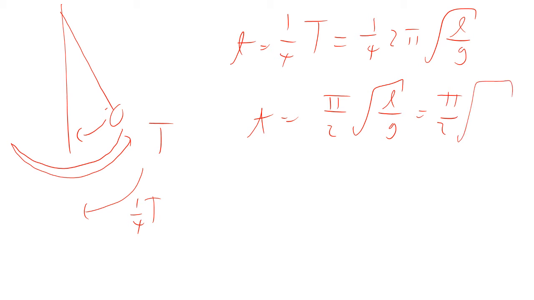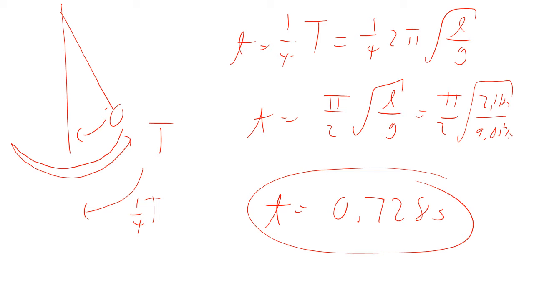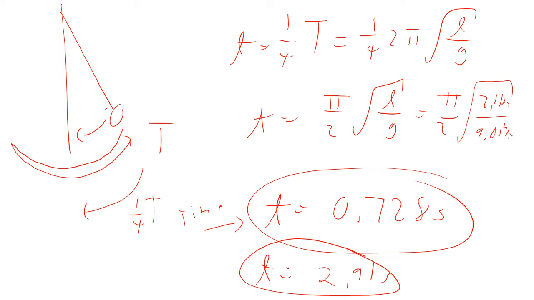So that's π/2 times the square root of 0.211 meters divided by 9.81 meters per second squared. And so the time comes out to be 0.728 seconds. So that's the time it takes to reach the bottom. While we're at it, the time to return is going to be 4 times that, which is 2.91 seconds. So this is the time to the bottom, and this down here is the time to return.